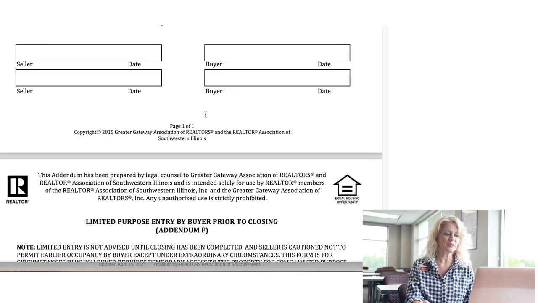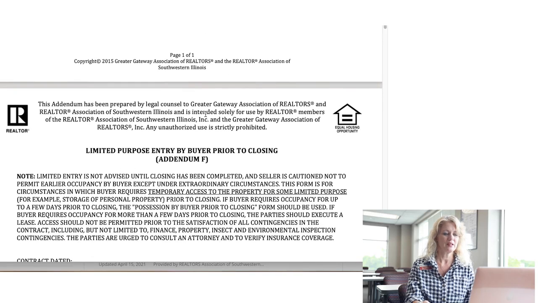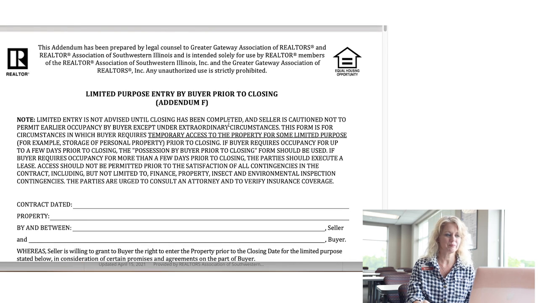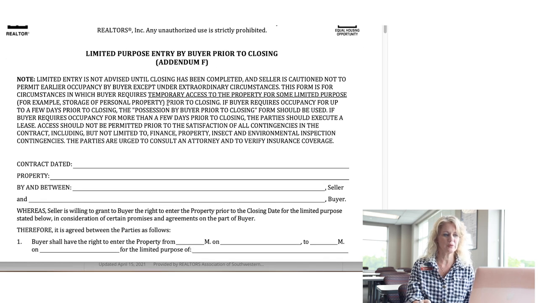The next addendum we're going to look at is the Addendum F. This is a limited purpose entry by a buyer prior to closing. So in bold, we have limited entry is not advised until closing has been completed, and seller is cautioned not to permit earlier occupancy by buyer except under extraordinary circumstances. This form is for circumstances in which a buyer requires temporary access to the property for some limited purpose.